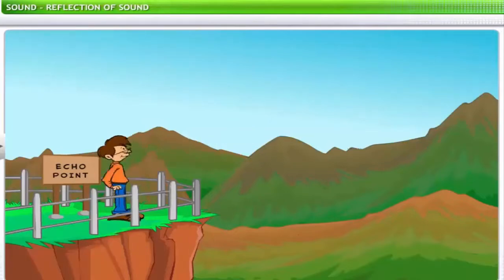Hello! As you can see, if you speak loudly in mountainous areas, it seems like the mountains are responding right back. We commonly call this response an echo. Let's consider another example.